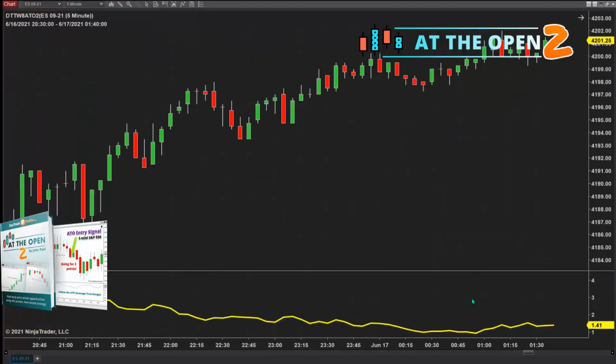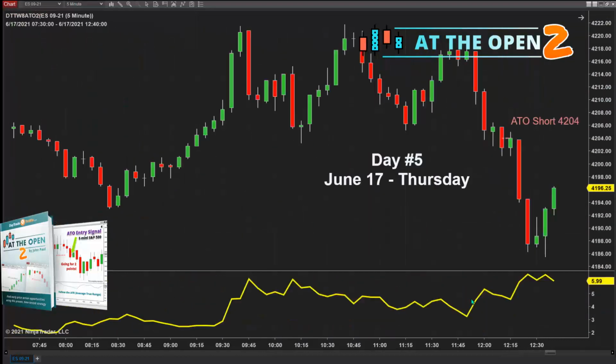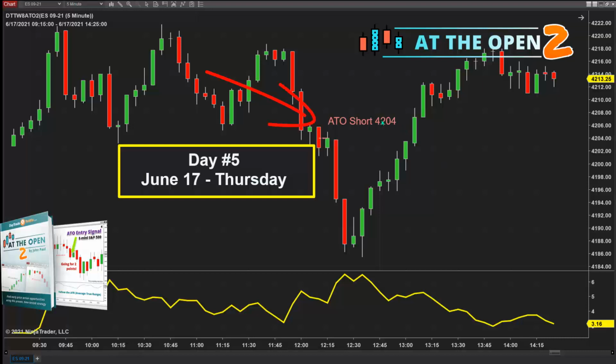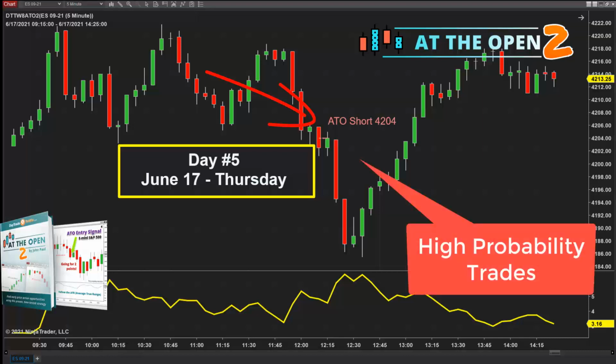Now, when you look at day number 5, we also have another short signal. This is June 17th, Thursday. 42.04 was the entry. I'm in, I'm out in less than 5 minutes. I've already made my profit and I'm done for the day. So the success of the At the Open 2 is really getting in on these high probability trades, one trade a day and finished, and now you can enjoy the rest of the day.